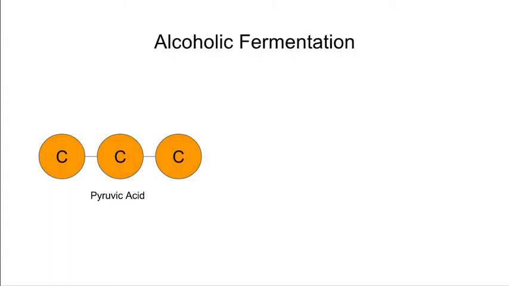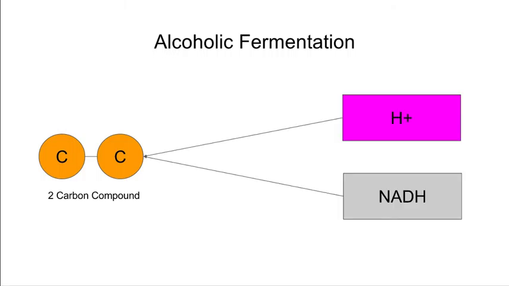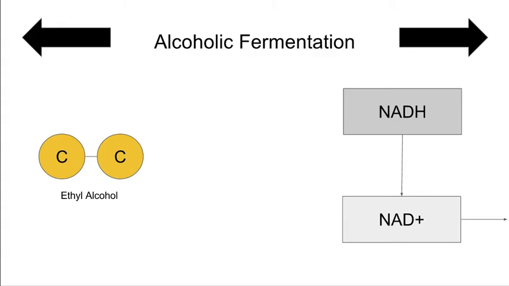Alcoholic fermentation. The process involves 2 steps to turn pyruvic acid into ethyl alcohol. First, a CO2 molecule is removed from the pyruvic acid, resulting in a 2-carbon compound. Next, 2 hydrogen atoms from NADH and H+ are added to the compound. This forms ethyl alcohol. The NADH is oxidized into NAD+ and used in glycolysis again. Click the back arrow to go back to the selection and the forward arrow to continue.